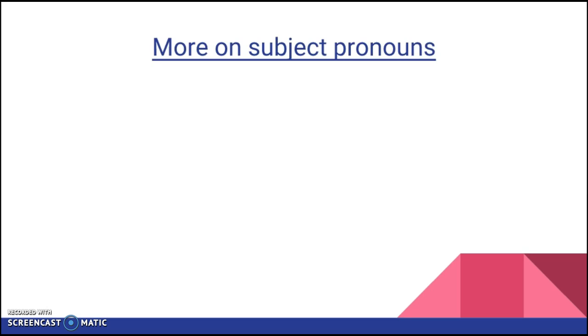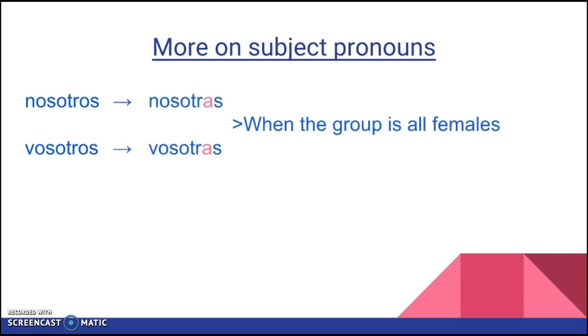Okay, a couple more things about subject pronouns. The nosotros and vosotros forms are used if we or y'all is a group of males or it's a mixed group of males and females. However, if the group is only females or only feminine, these are people, so they would be females, then you would use nosotras for we and vosotras for you. So remember, that's only used if everyone in the group is female.